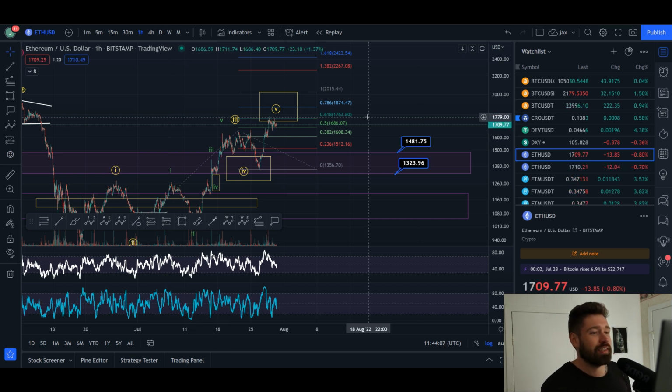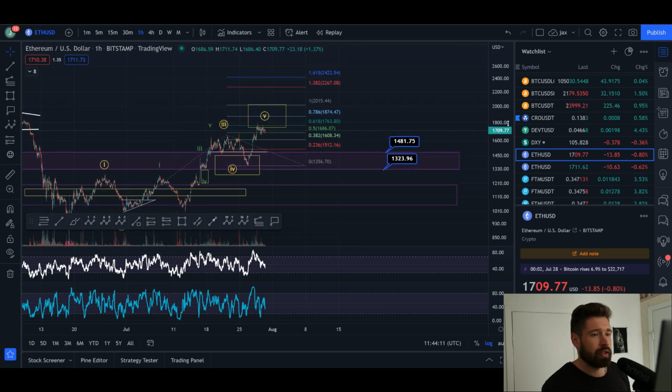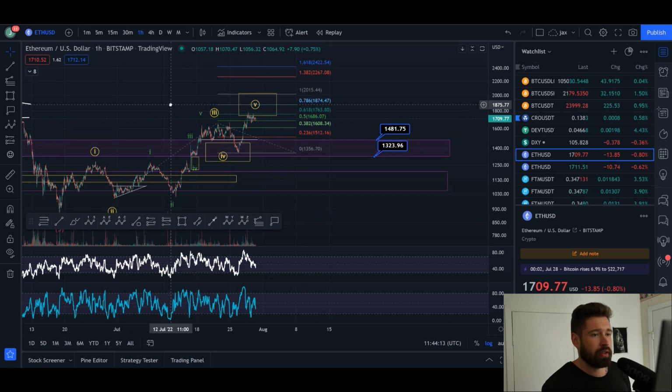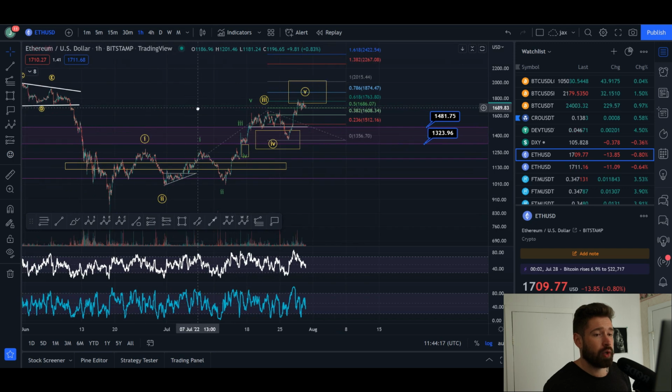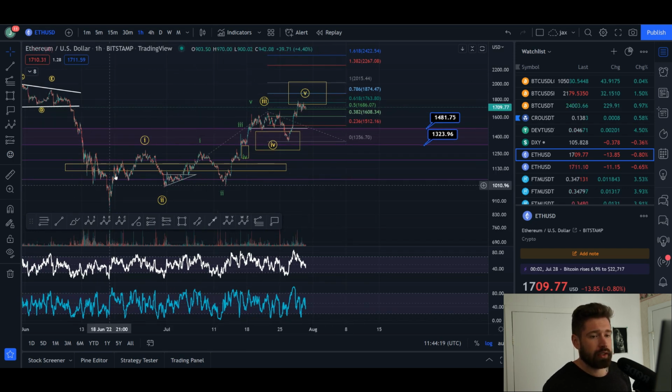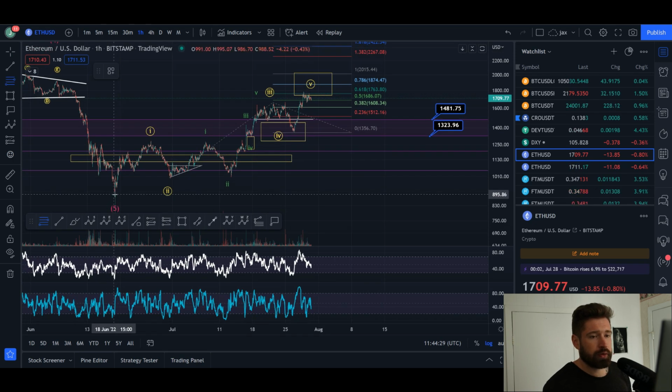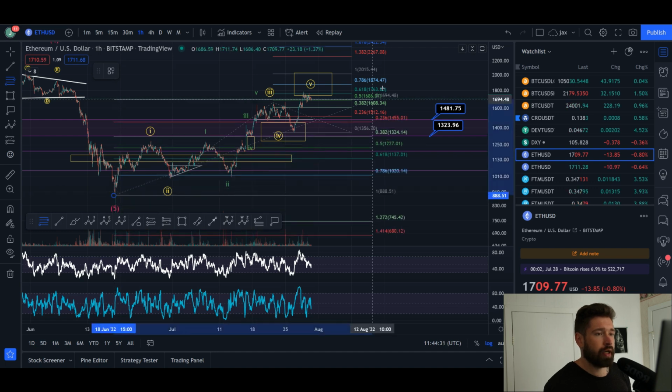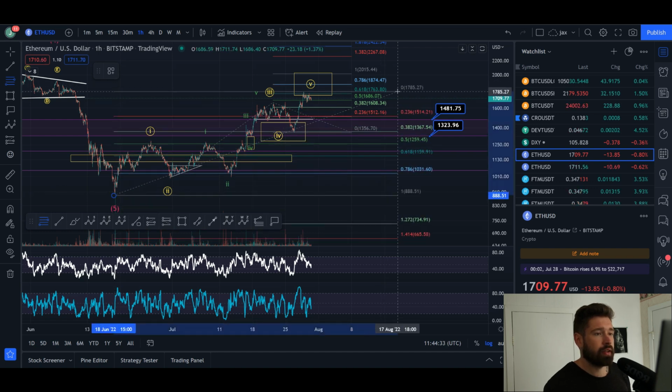So we met 1763, which was our wave 5 target. A couple of scenarios here. The first one is that we've completed a 5-wave move to the upside, and now you're going to see a large wave 2 pullback. If that does happen, you can take your Fib retracement from the bottom of wave 1 all the way up to the top of wave 5.